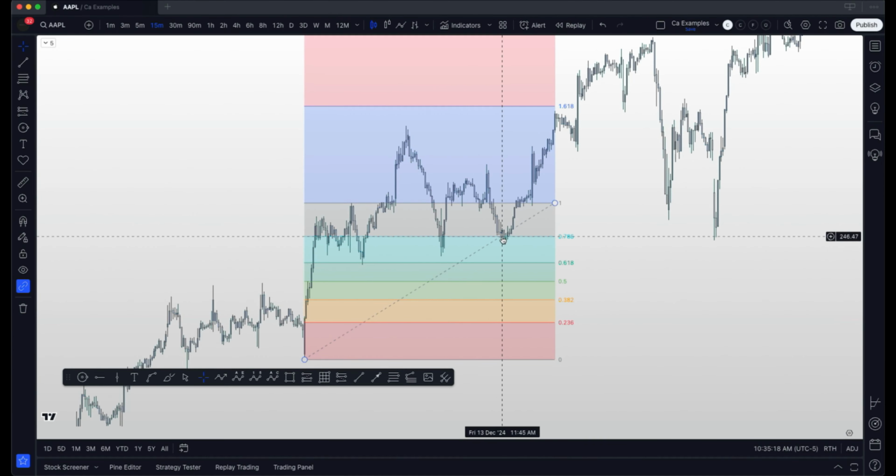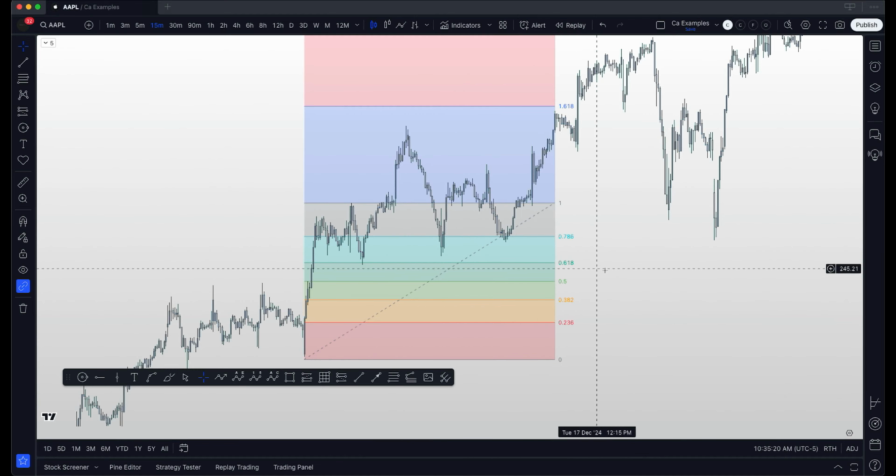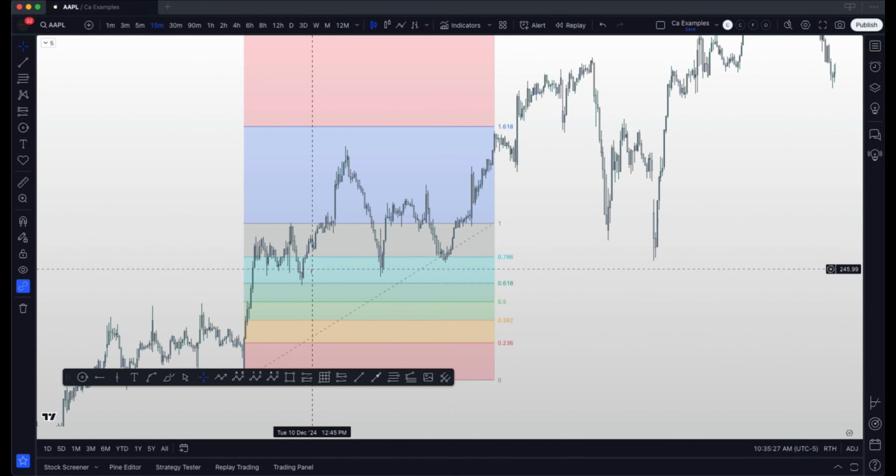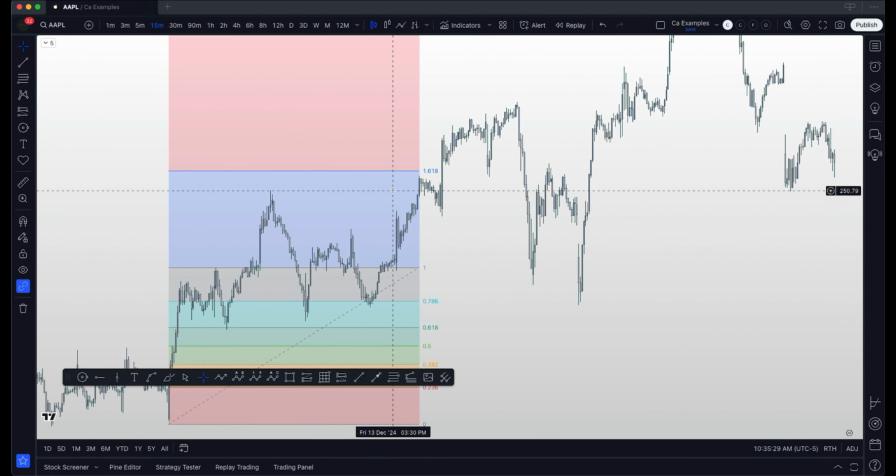Notice how it's almost perfect when price retraces into these areas. That's what the Fib tool is really used for, finding areas of retracement and areas of further expansion when price expands towards the upside or downside.